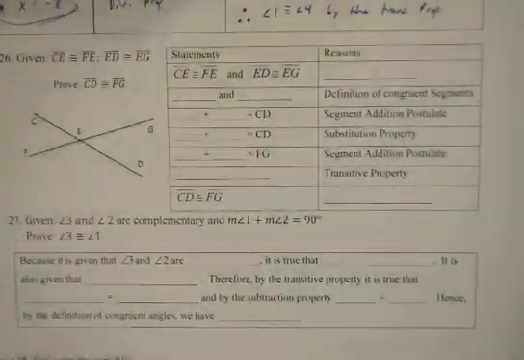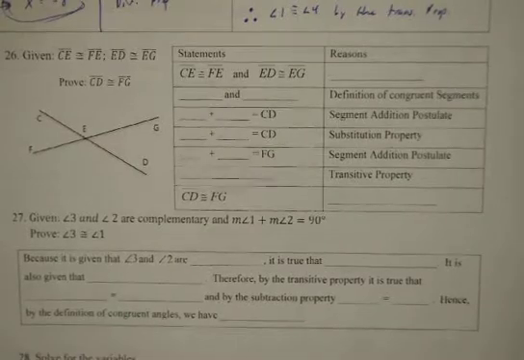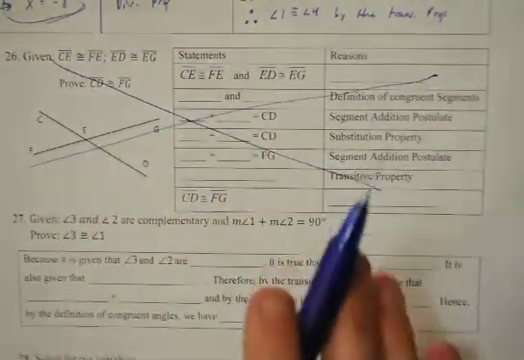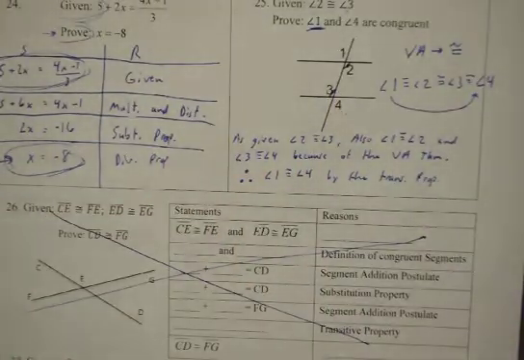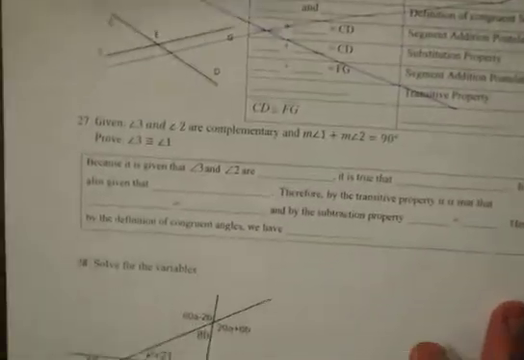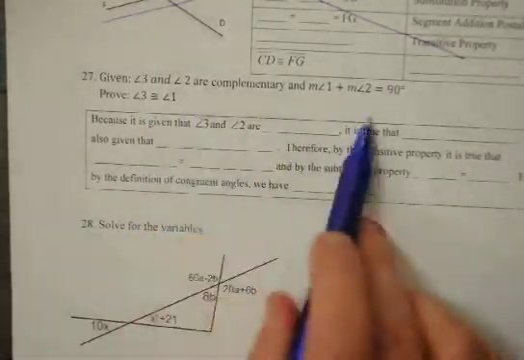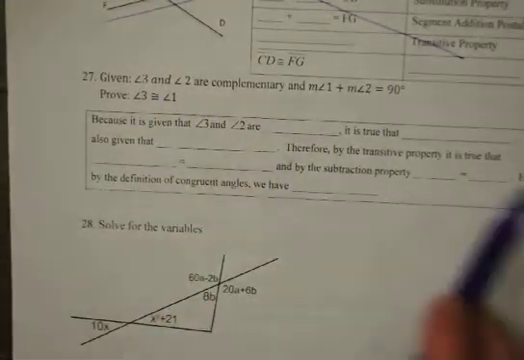Alright, now we gotta fill in the blank proof. You know what? Skip that. That's a segment proof. We're only going to do angle proofs and algebra proofs on the test, so skip that. Let's go down here to this one. There's no picture for this one. We don't need one. We can just go off of what we have.